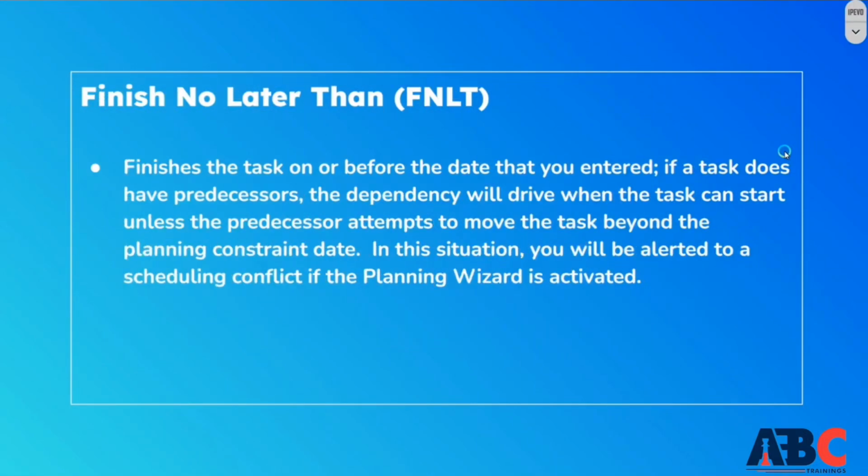After that, next comes finish no later than. This comes under your inflexible constraint type. Finish no later than means you have given a specific date, so you have to complete this task before that date. If you have no predecessor or you have not given any dependency in the previous one, then the task start or its predecessor, if you try to move the predecessor, then it will move ahead of the planning constraint date. In this situation, your scheduling conflict will appear on your screen. It will be activated and it will show on your screen.